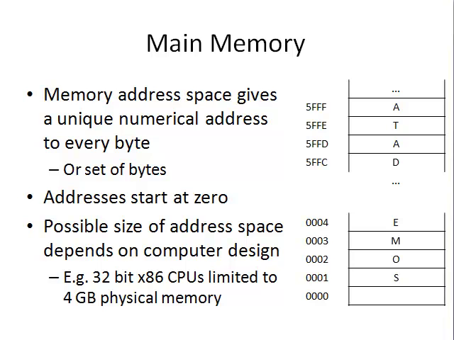So a 32-bit x86 CPU limits you to 4 gigabytes of physical memory. In fact, some of the design decisions on the x86 family and some of how Windows operates actually limit you to a bit less than that on a 32-bit Windows installation.